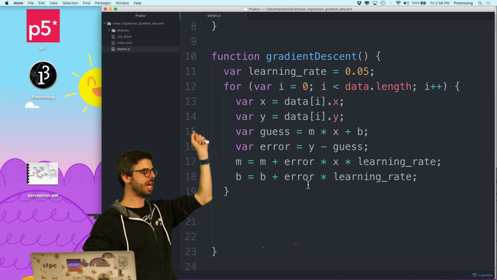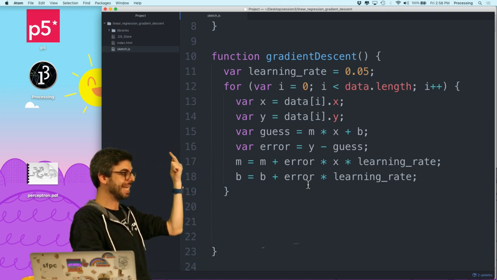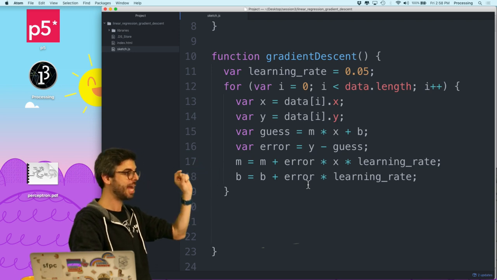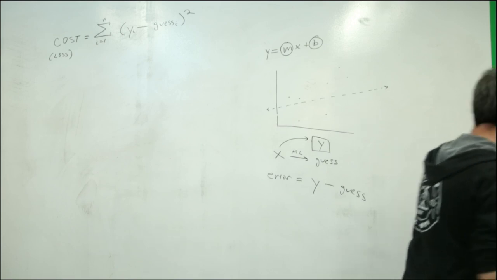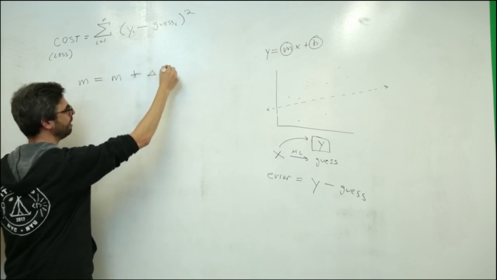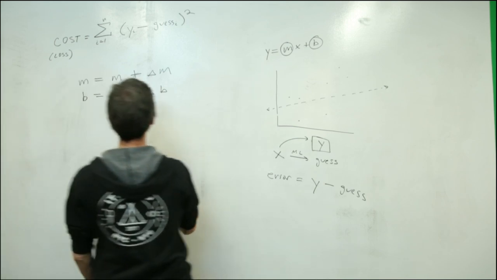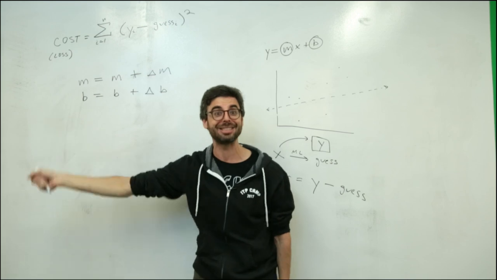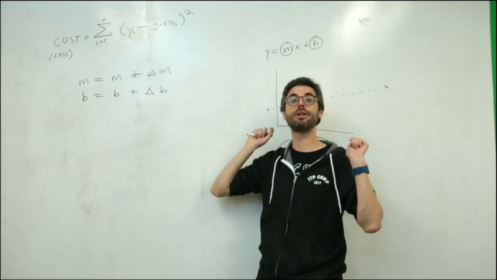So this is the gradient descent algorithm that I programmed in the previous video, where we looked at every data point, we made a guess, we got the error, the difference between the known output and the guess, and then we adjusted the m and b values. As we're training the system, I want to say m equals m plus delta m, some change in m. b equals b plus delta b. So I want to know what is a way that I can change the value of m in y equals mx plus b in order to make the error less. I want to minimize the error. How should I change b in order to minimize the error?